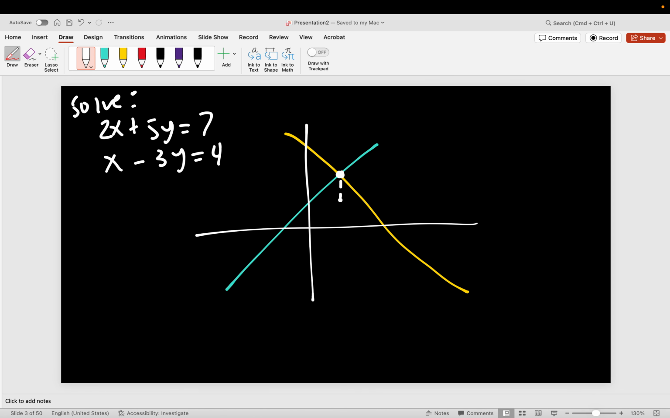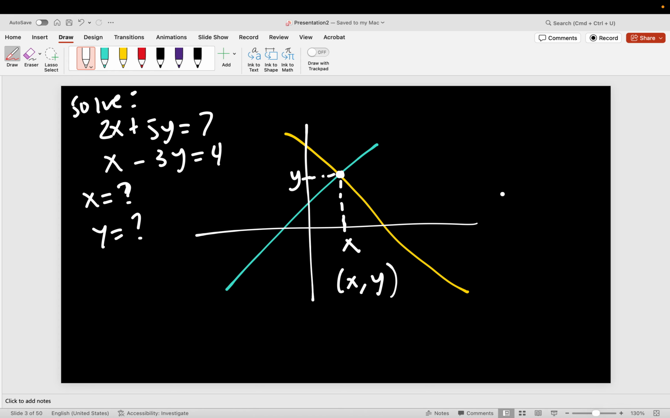And since it's a point, and we talked about this in the nonlinear equation graph, it's going to have an x value as well as a y value. So this is going to be the x value and the y value, and it's going to be an ordered pair, x comma y. So essentially I want to find the x value where it intersects and the y value where it intersects.